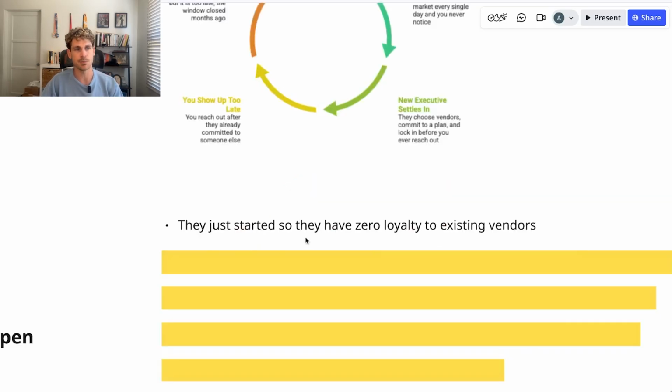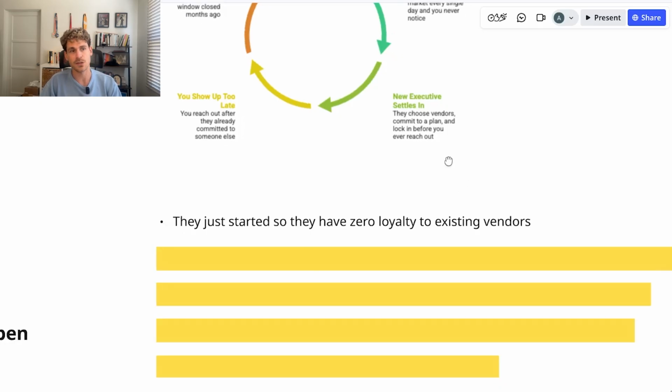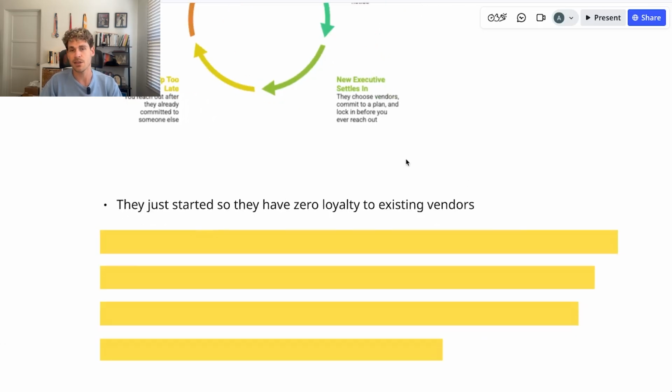Why this works, very simple. They just started. They often have zero loyalty to their existing vendors. They don't care. If anything, they have more of a loyalty to the vendors that they worked with at their last company, but they also very well could have hated them and they're open to a new solution.